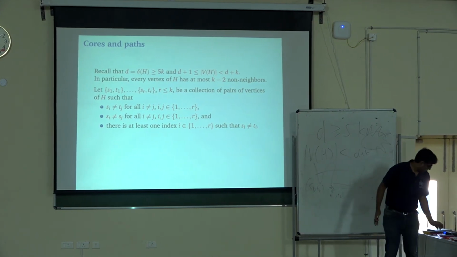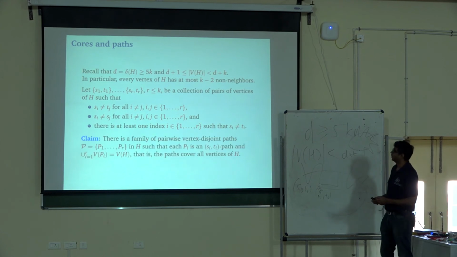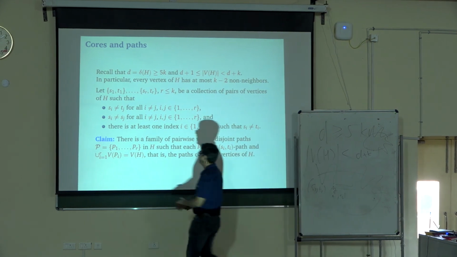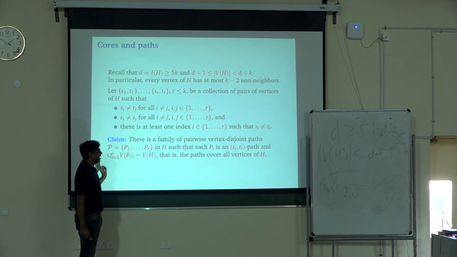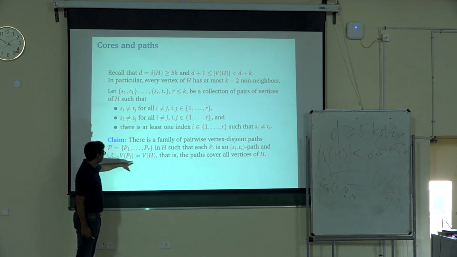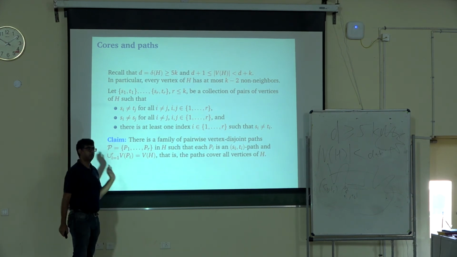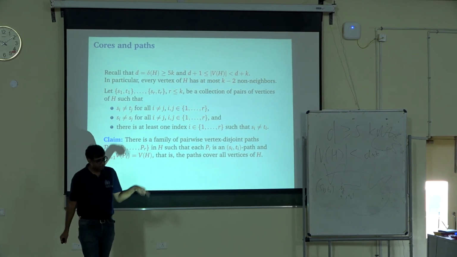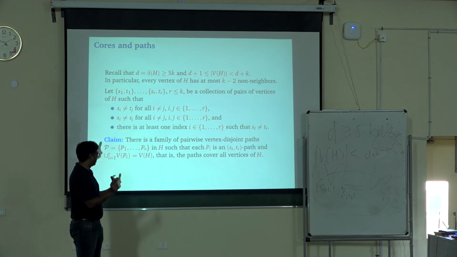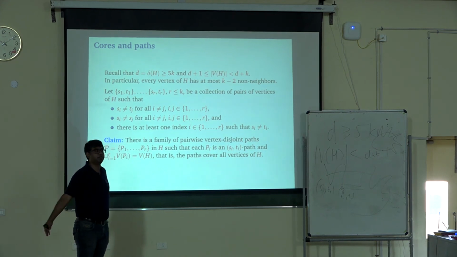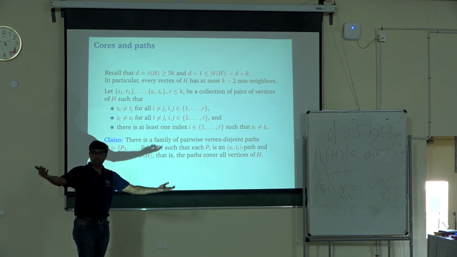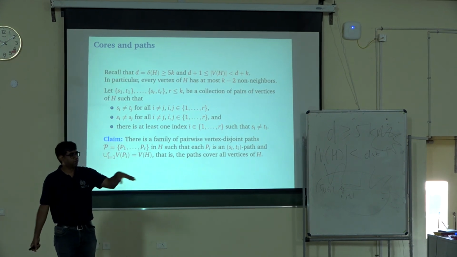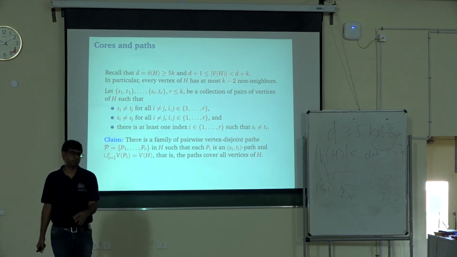Then the theorem which I would like to show you is the following. There is a family of vertex-disjoint paths P1 to Pr in H such that Pi is an Si-Ti path and the union of the Pi is V of H, that is, the paths cover all vertices. So you give me your pairing, I will give you paths between them such that they are vertex-disjoint and they cover all the vertices of H. If I give you an arbitrary graph and some fixed set of pairings and ask for a path system on these pairs which covers all the vertices, you may not be able to do it.